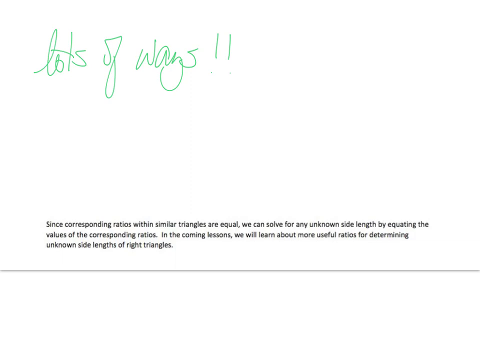So since corresponding ratios within similar triangles are equal, we can solve for any unknown side length by equating the values of the corresponding ratios. In the coming lesson, we'll learn about more useful ratios for determining unknown side lengths of right triangles. Okay?